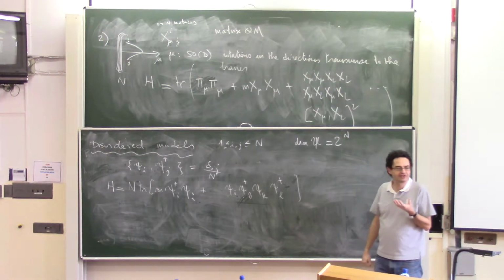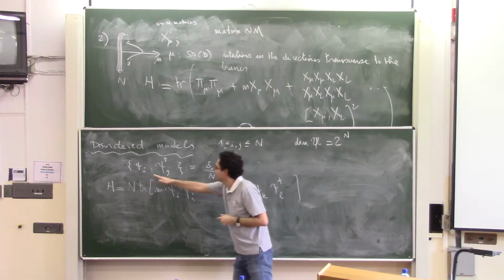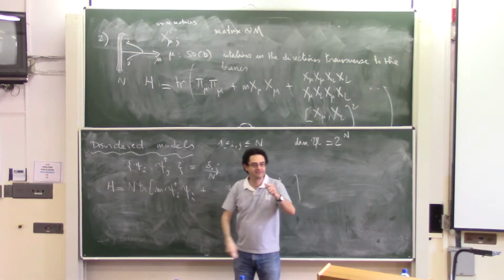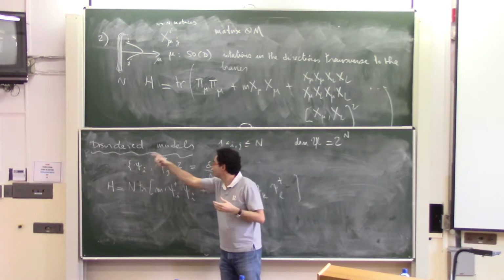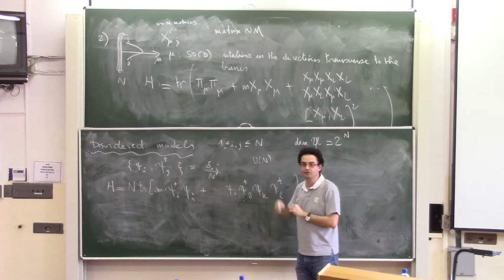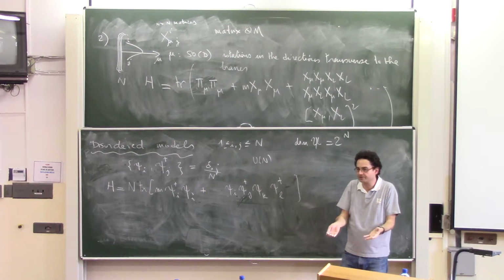This would be then a standard vector model. So vector models, what are vector models? Well, they're just models with this kind of variables. Vector models are models where fields have one index, like this I. They transform under some representation of some group here, U(N), and you make models that are invariant with these vectors.